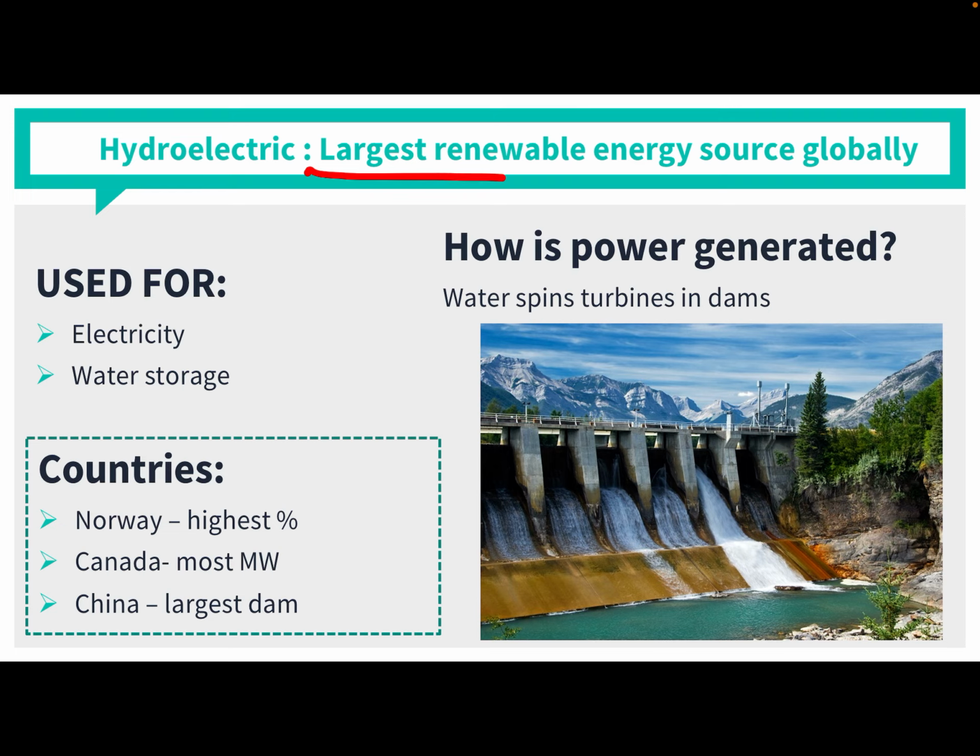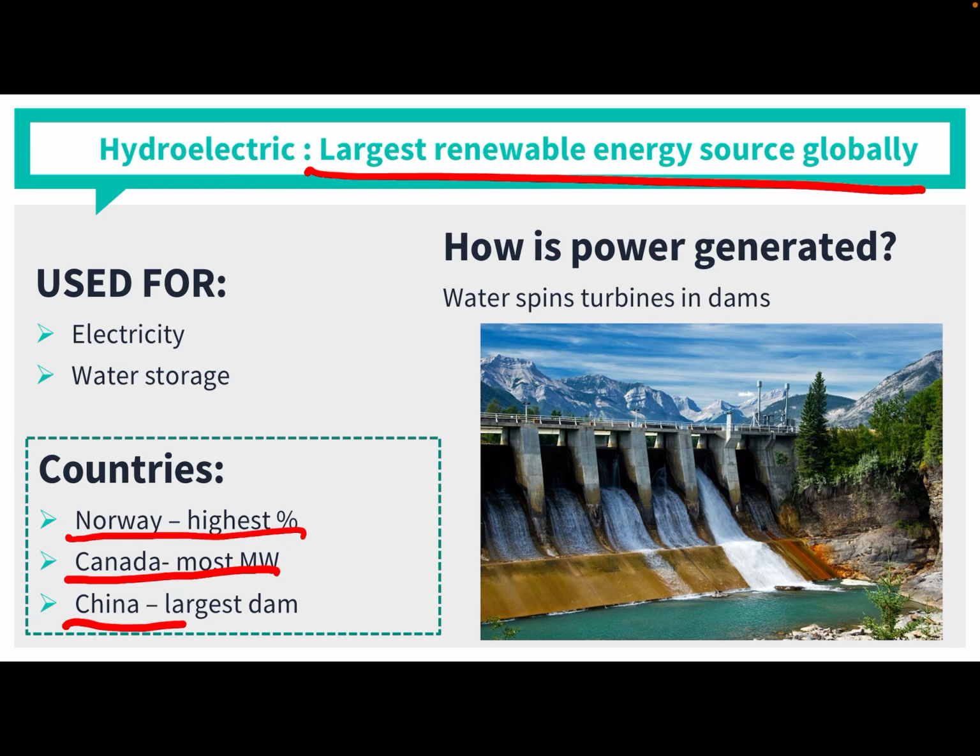Hydroelectric is the largest renewable energy source globally, so pretty common. It's used for electricity or water storage. Some people use the dams as reservoirs for drinking water. Norway has the highest percentage of their energy that comes from hydroelectric, but Canada has the most megawatts produced. However, because they're a bigger country, it's not where the majority of their energy comes from.